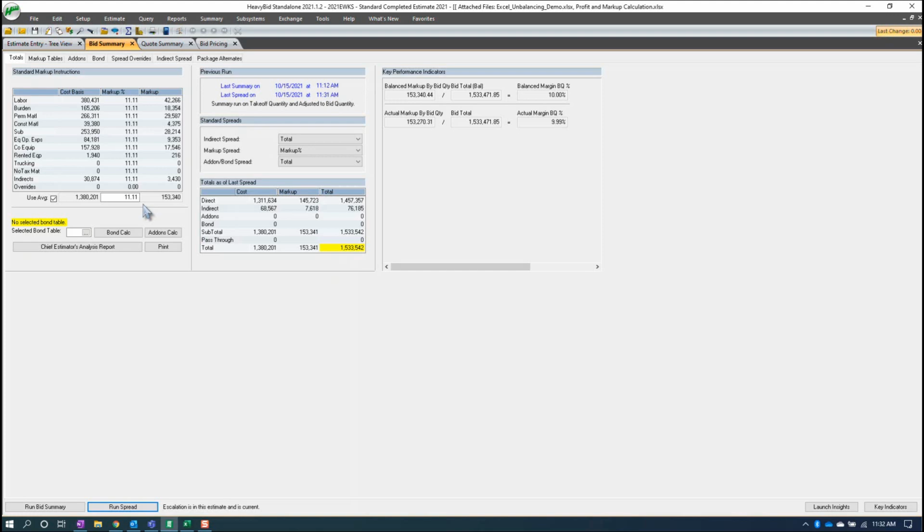HeavyBid will never change this particular column. It will always be a percentage of cost. Now, one advantage of it is here, you can uncheck this "use average," and then come back and put in the 3% on the sub. Now, again, if it's 3% cost or 3% margin, it doesn't really matter. They're pretty much the same thing at that low percentage.